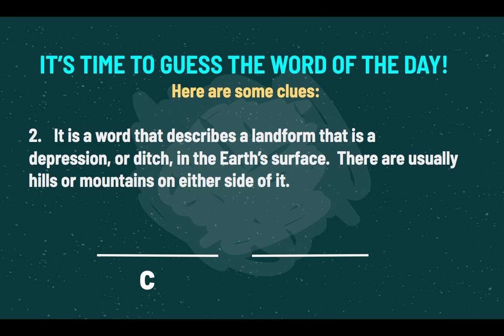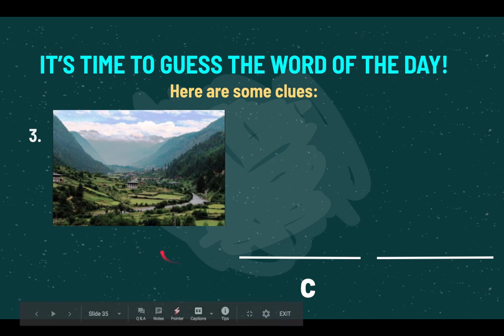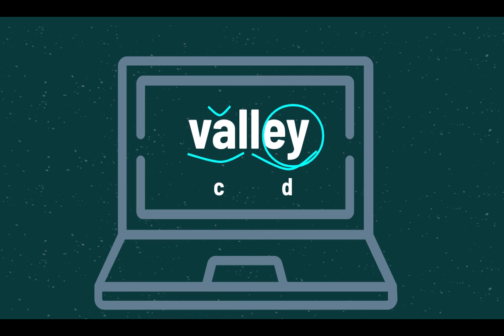The third clue is a picture clue, and here it is. This is a picture that describes what our word of the day is. The word of the day is the word valley. A valley is a depression or ditch in the Earth's surface. There are usually hills or mountains on either side of it.